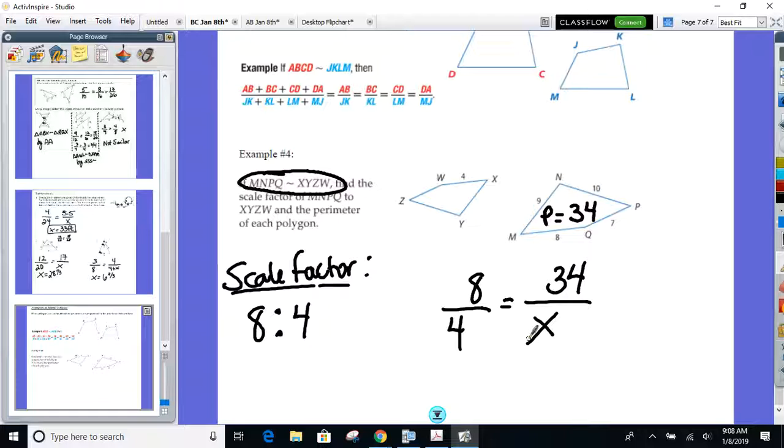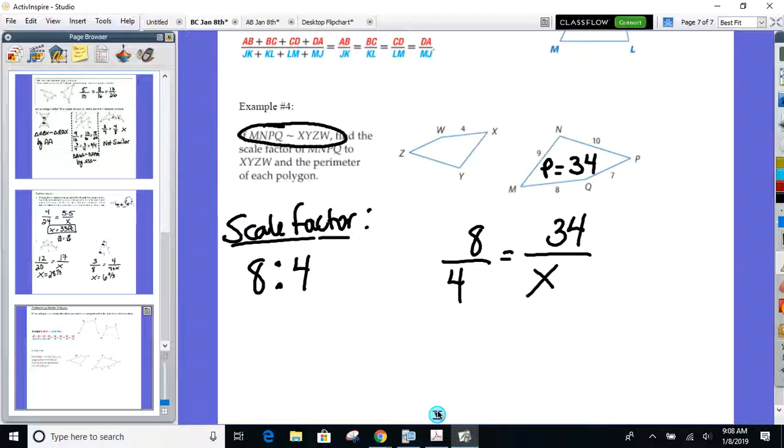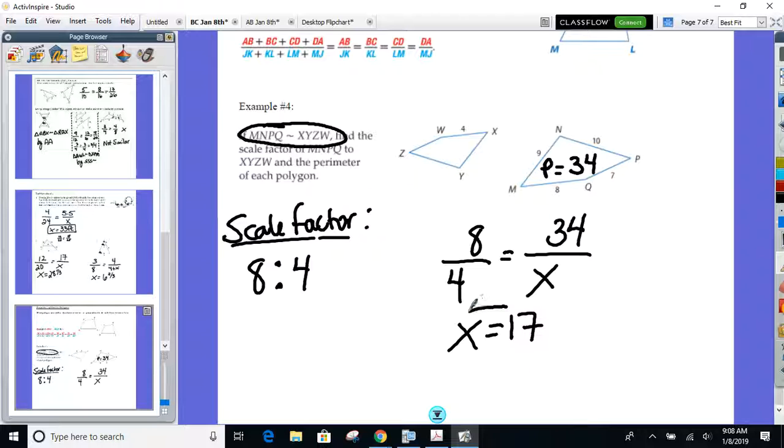You could find the perimeter of the smaller one. They're in the same ratio. All right, so I do not have to find every individual side and add it up. Whatever the ratio of the sides is, it's the same as the perimeters. So the ratio, the perimeter of the smaller one, 17.